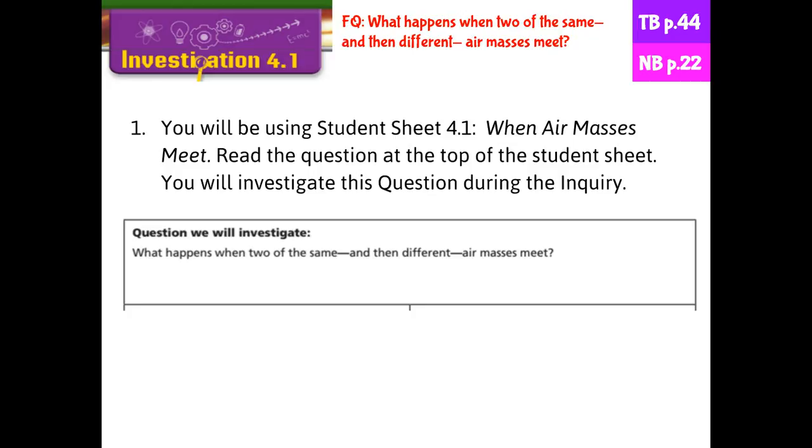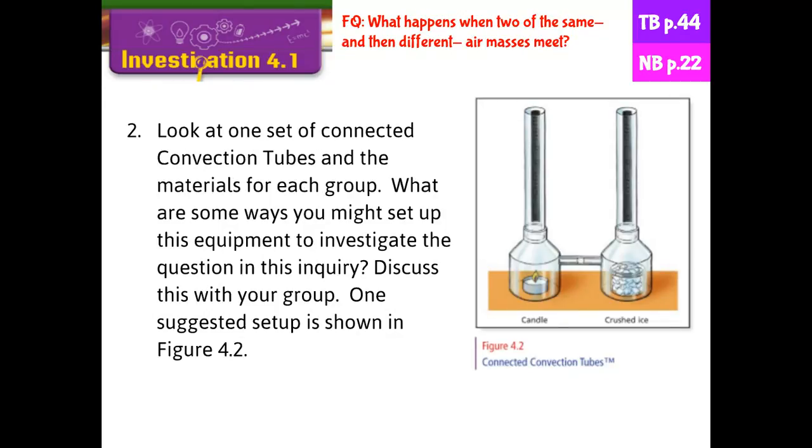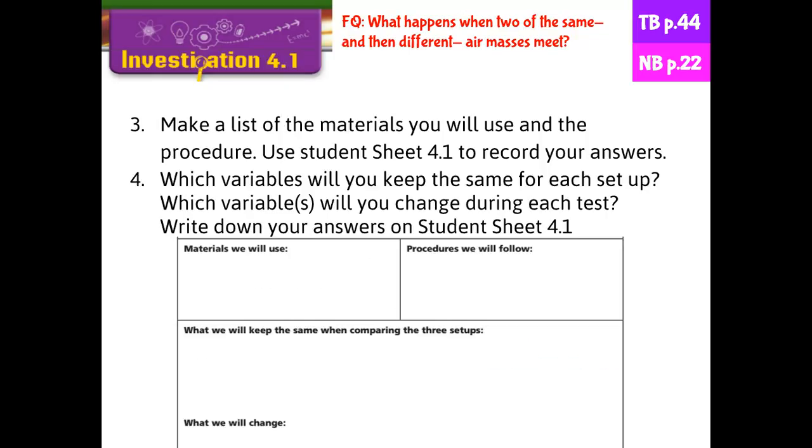So you're going to be using sheet 4.1, When Air Masses Meet, and you're going to be reading questions on there, and then during the investigation, those questions will help lead you through the investigation. You're going to be using two convection tubes, which you've used in the past. We're going to be setting these up a little bit differently to investigate how different air masses would collide. So there's an example off to the right where you have crushed ice in one convection tube, a candle in another one, and then between them you would have a piece of rubber tubing to allow the air masses to collide. So you're going to make a list of materials that you'll need, and student sheet 4.1 will allow you to record those.